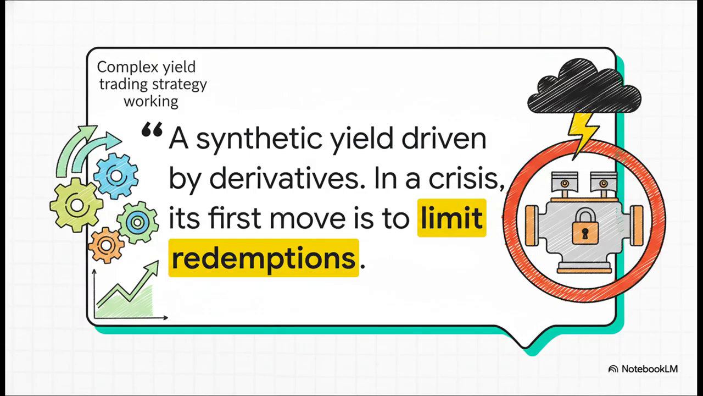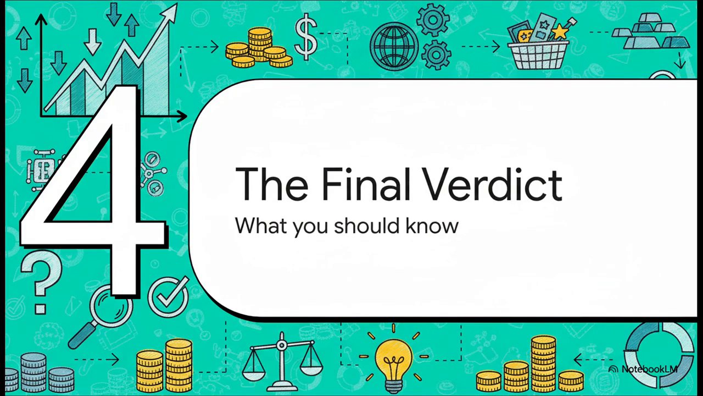It depends on funding rates and the exchanges they use staying stable. And in a crisis, the playbook is clear. The first thing they'll do is hit the brakes on redemptions to protect that engine. That's a huge risk.